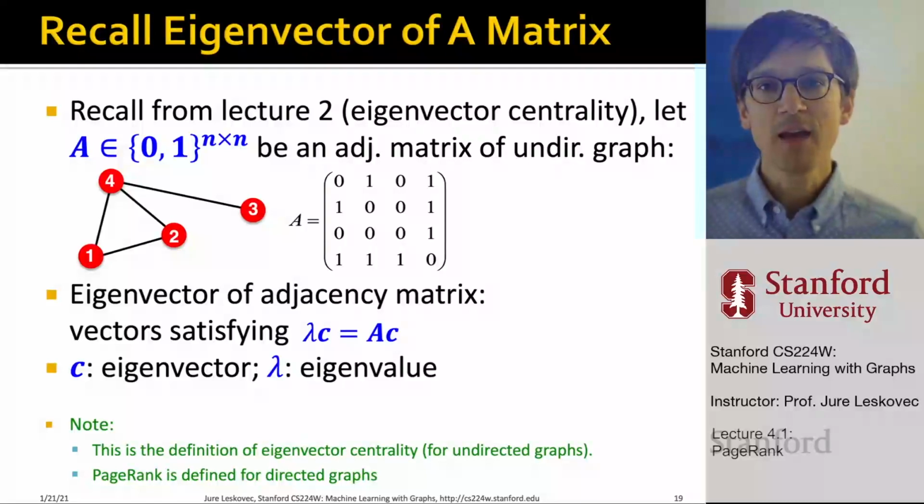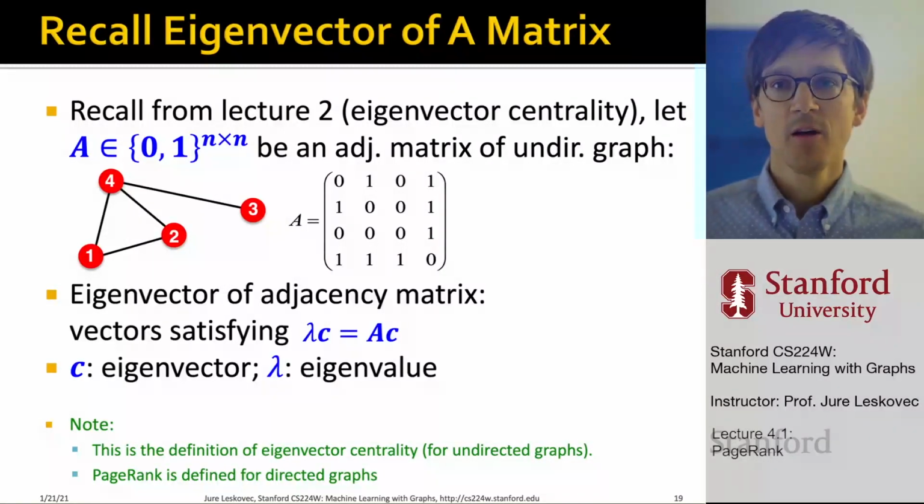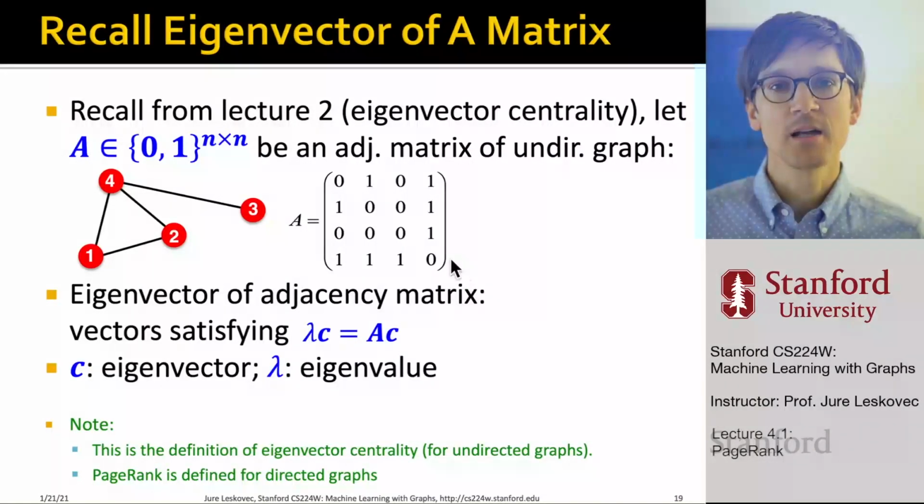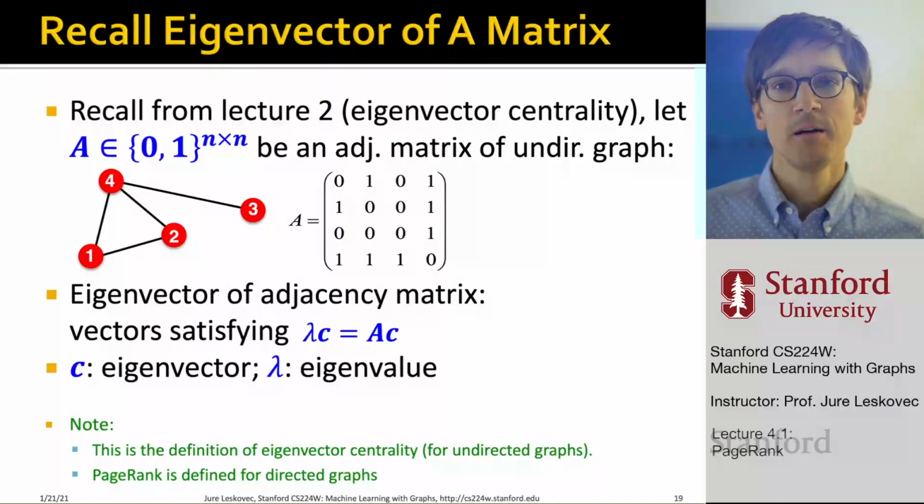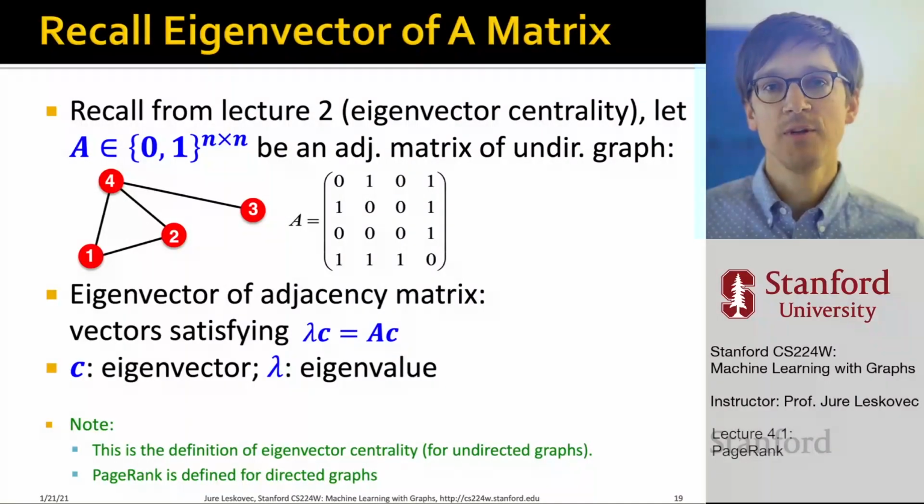And now this is very interesting because this also links back to lecture number 2, when we talked about eigenvector centrality, and we said let A be an adjacency matrix of an undirected graph, as an example is here. We said the eigenvector centrality of a graph with adjacency matrix A simply satisfies this equation.